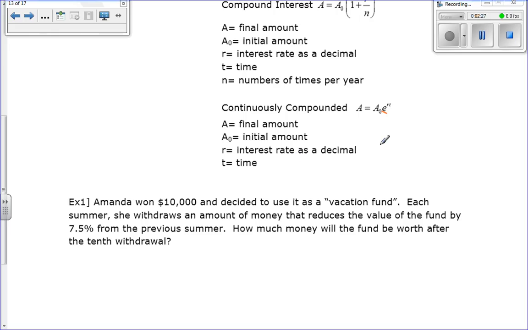When you're doing these problems, you're definitely going to need your calculator, and you're using the E button on your calculator. Continuously compounded, this formula here is also used for the half-life problems, or half-life decay problems. So this is used for half-life decay of an element.